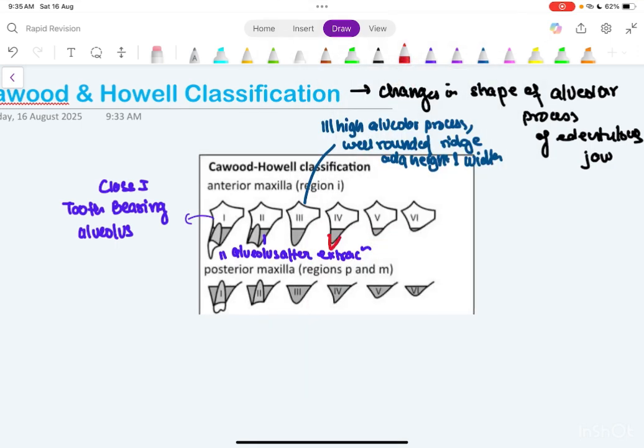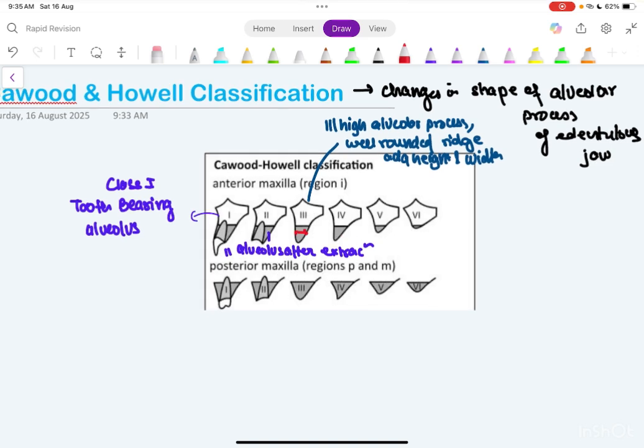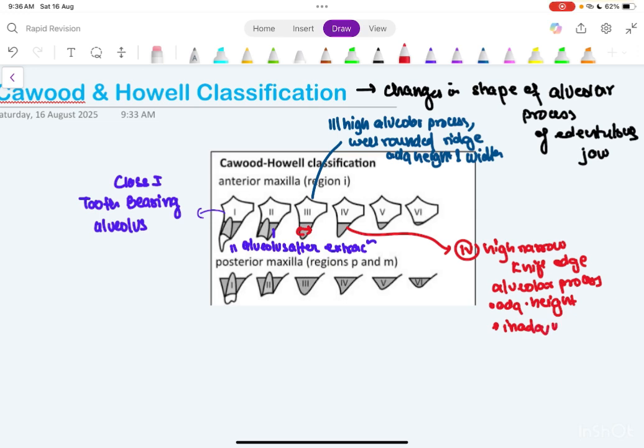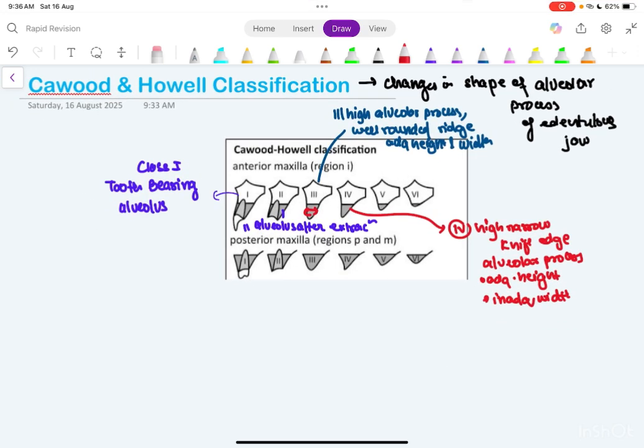Okay, now the third is done. Now look at the fourth. Now this is pointed, right? And the width is also decreased. Like here the width was this much, here it's decreased. So our fourth is high narrow ridge, narrow knife edge alveolar process, adequate height and inadequate width. You can also see this one.